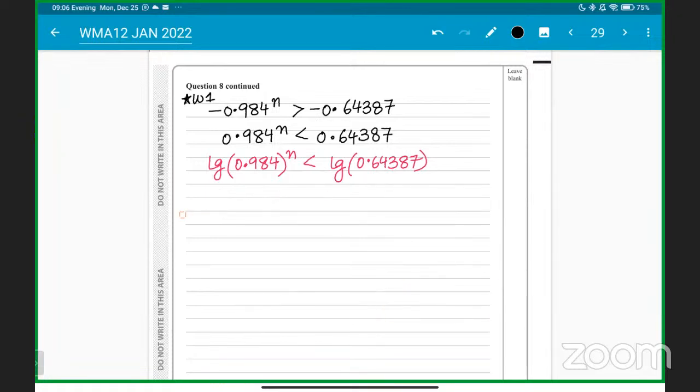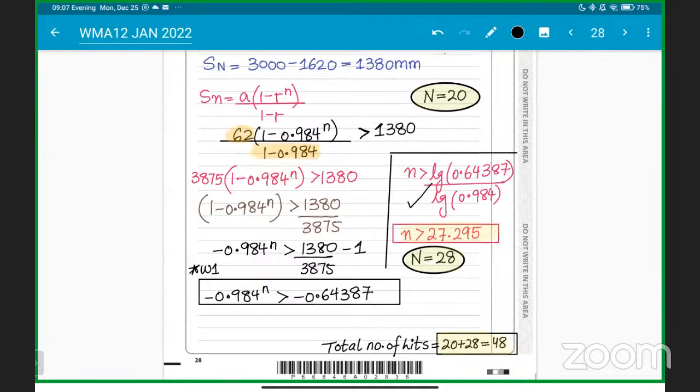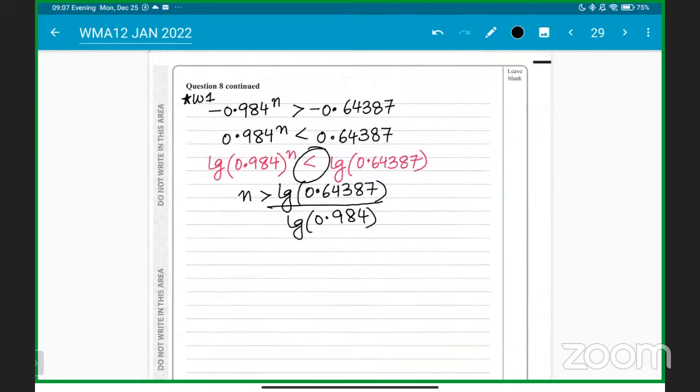So you can simply say that n will be greater than whatever I wrote, 64387 divided by, that sign will change. And anyway the negative sign will cancel out for this reason. So the less than inequality will again change to greater than inequality. Okay, that's what I wrote. So you can see this direct step, after that all the working we did here. Got it, everyone? Clear? Understood?